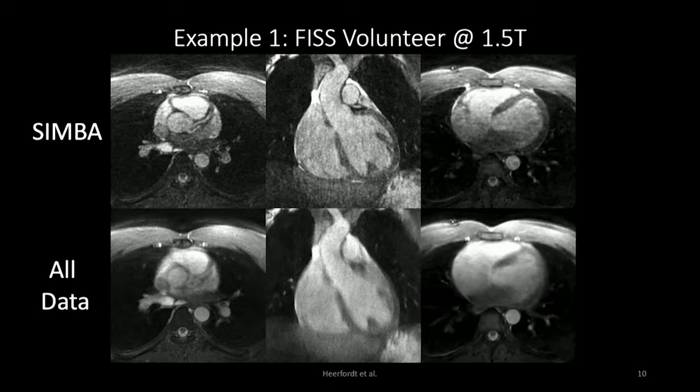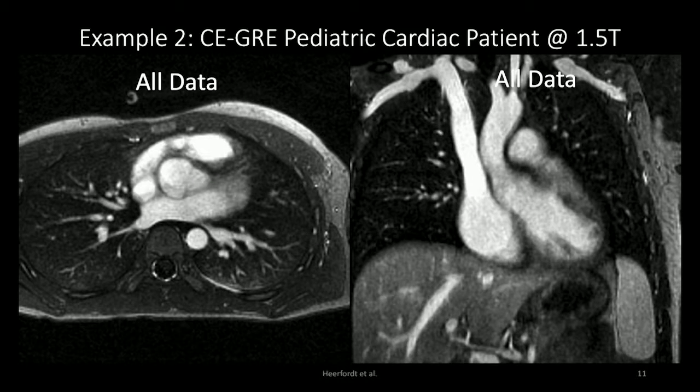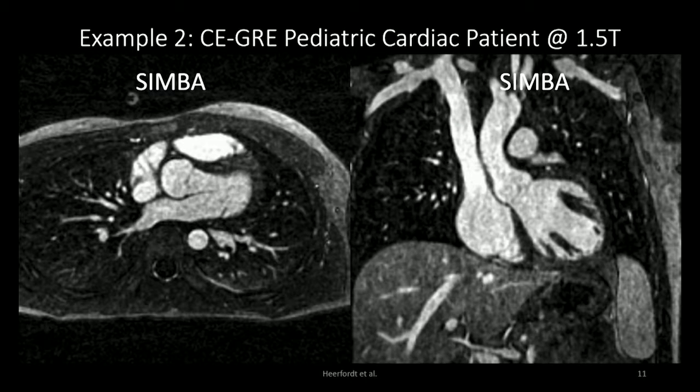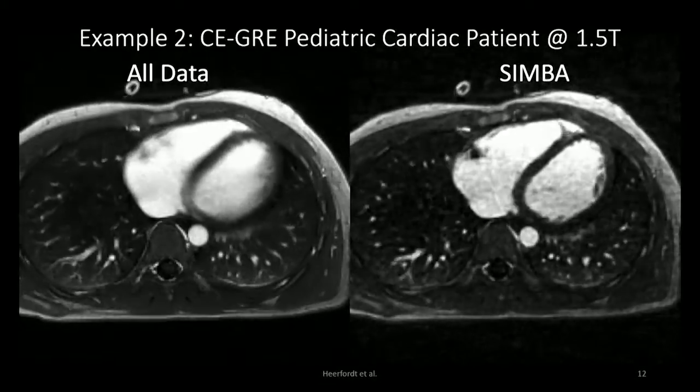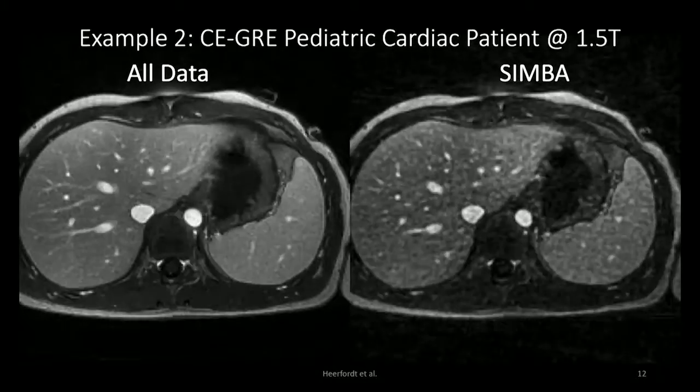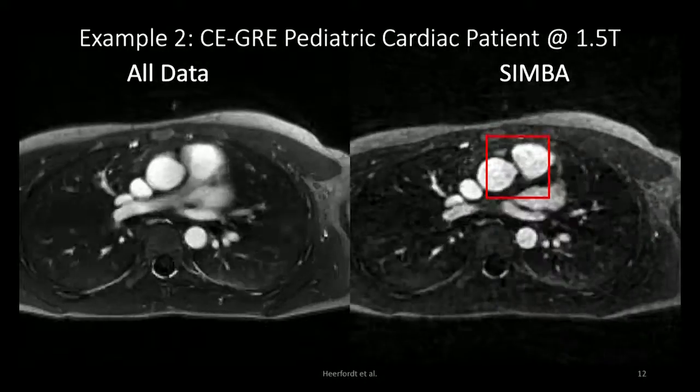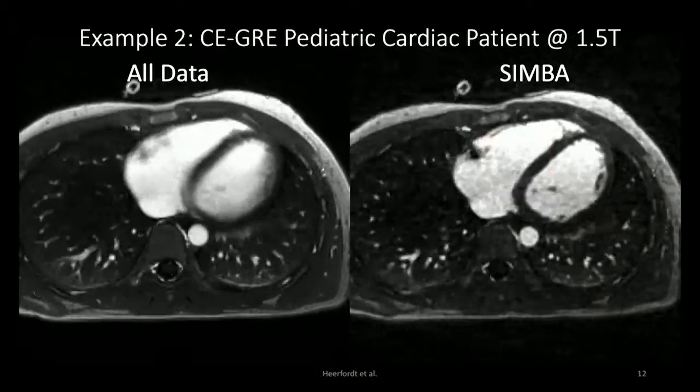If we have a look at one of the pediatric cardiac patients, you can see that when we do the transition to SIMBA, we can start seeing a well-defined myocardium, the papillaries, and also the coronaries. And if we go through the actual slab here transversally, you can see that in the SIMBA reconstruction, it's clear that the right coronary artery comes out of the wrong cusp.